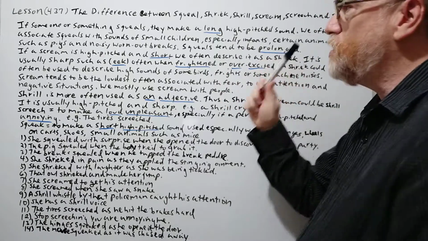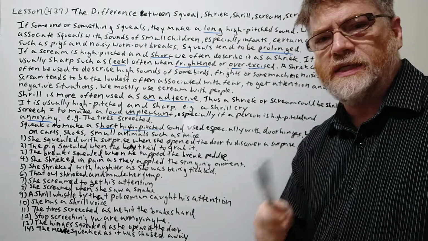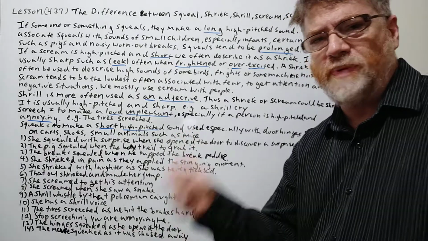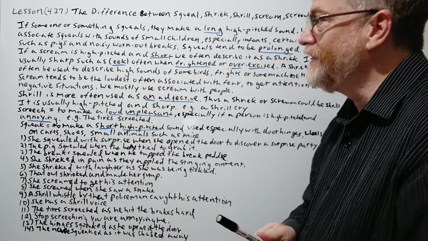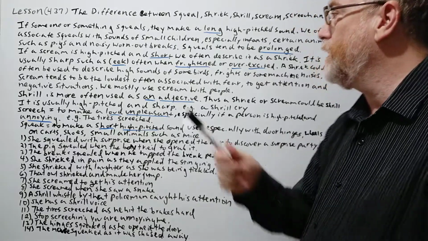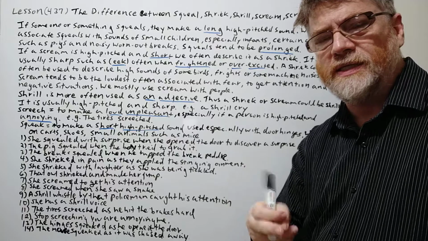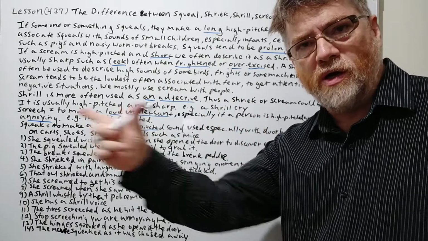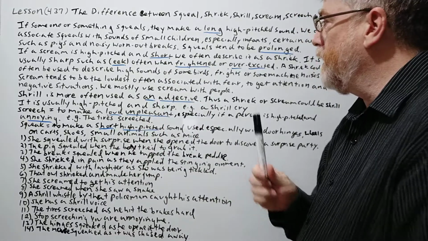Especially infants, certain animals such as pigs. Yeah, we always do it with pigs. I'm sure you've seen this in the movies. You try to pick up a pig and they're squealing all over the place. They're really, really loud. And noisy, worn out brakes. All right. Squeals tend to be prolonged. One thing about the squeal is it's not short. It's usually a longer sort of sound.